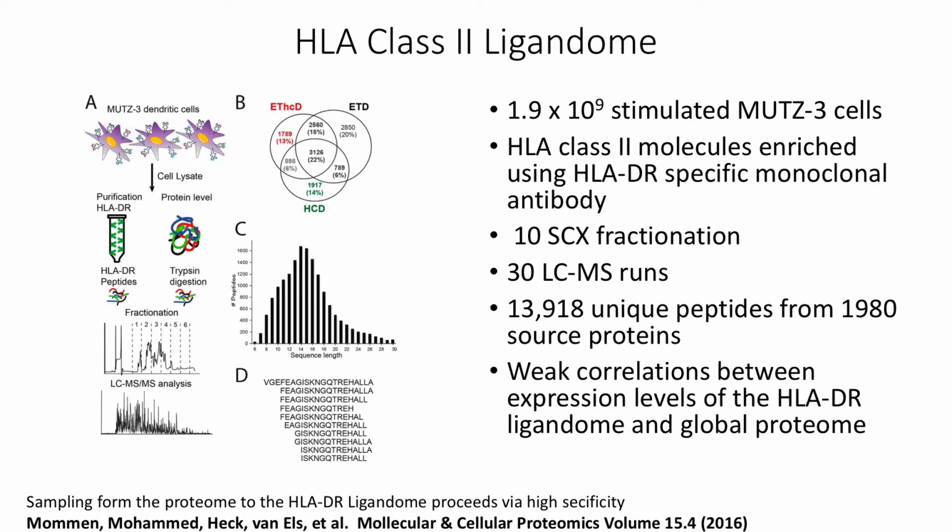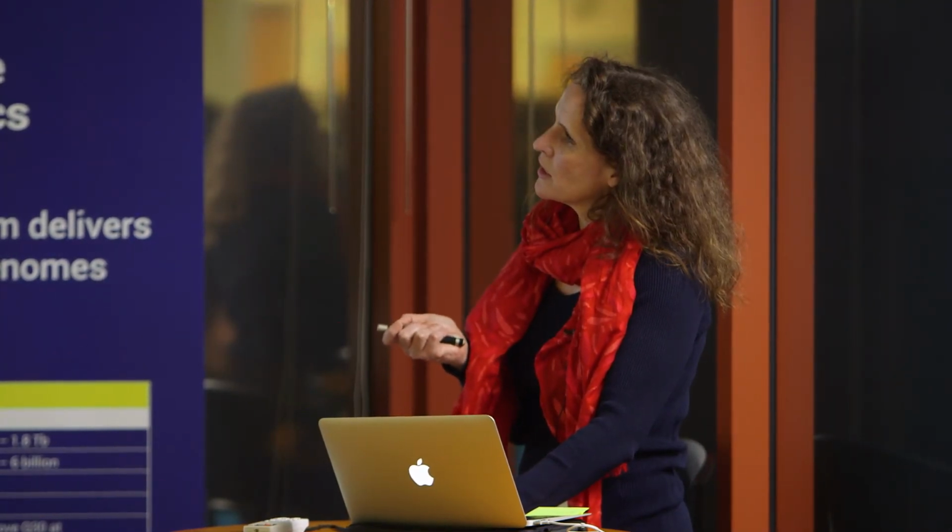They pulse them, they take the proteasome of this cell line, so they take the proteins, they isolate the HLA class 2 DR using an antibody, they get the peptides, they take these peptides and they fractionate them into 10 different fractions for dynamic range reasons that I mentioned in the very beginning, and then they acquired mass spec. They have about 30 LCMS runs where they analyze those, and they were able to find 14,000 unique peptides from under 2,000 source proteins.